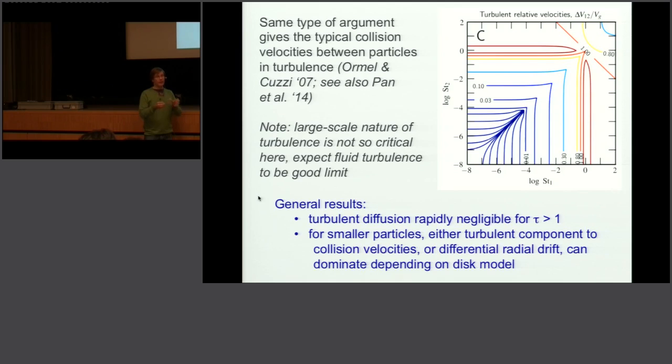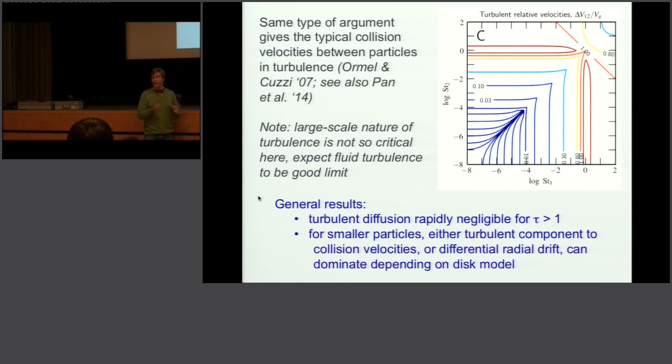Okay? So if we have two particles of different sizes, they will be trying to drift in radially at different speeds, so that will immediately give them a natural collision velocity. But if the gas they're moving through is also turbulent, then the turbulent velocity will also give them a component to their collision speeds. And depending on how turbulent the disk is, and where we are in the disk and what the particle size is and so on, either of those two terms can dominate.